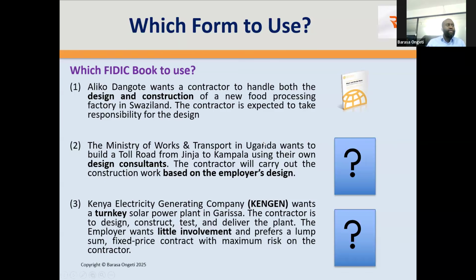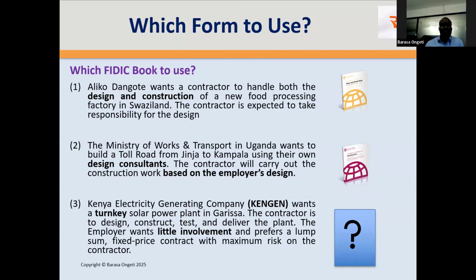Okay. The second one is the design is being carried out by the employer's design consultant. And obviously that one, you're going to use the red book, the conditions of contract for construction. And actually, if you read the full title of the red book, it's called Conditions of Contract for Construction of Works Designed by the Employer.